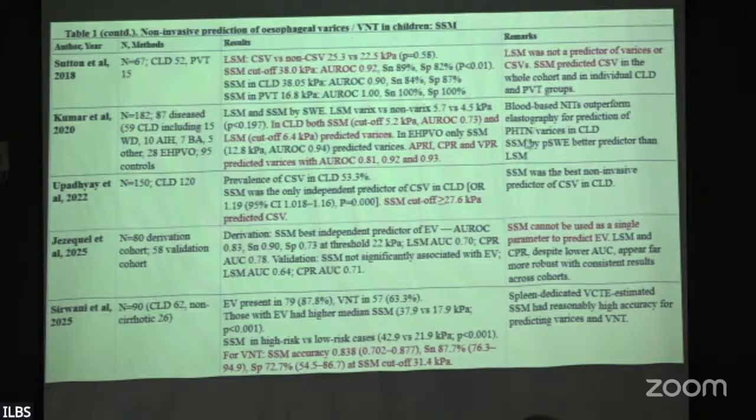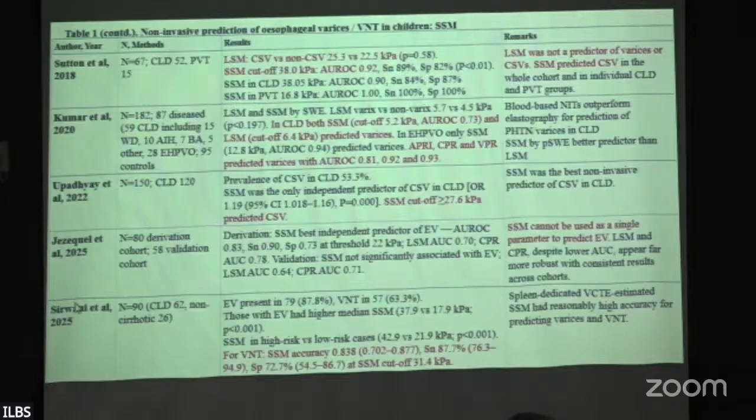In this study by Kumar et al., the combination of other NITs was used, and SSM was a good parameter. In a recent study from our center, we found that SSM at a cutoff of 27.6 kilopascal predicted clinically significant varices in children. This cohort had a combination of chronic liver disease and non-cirrhotic children as well.